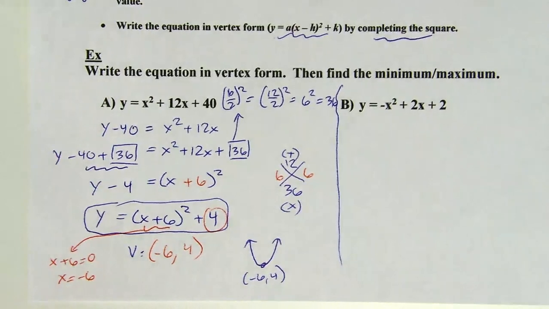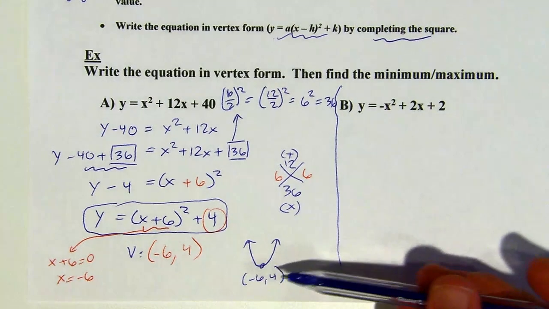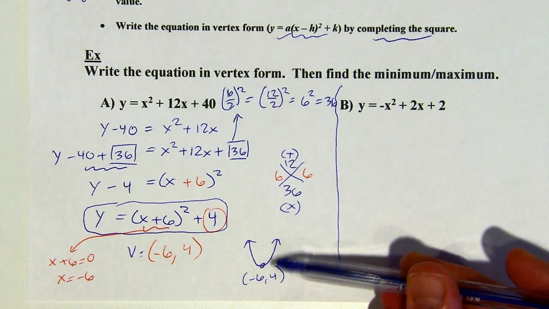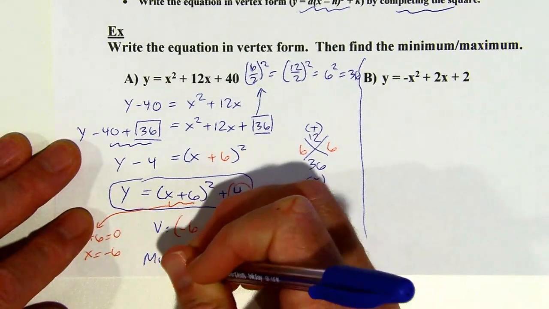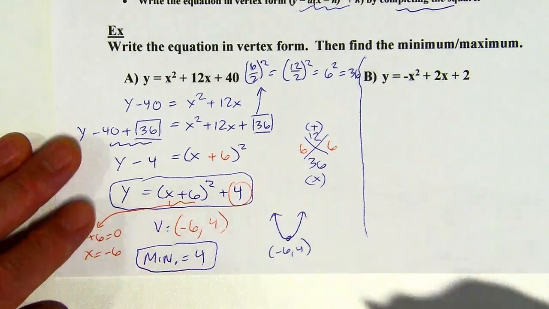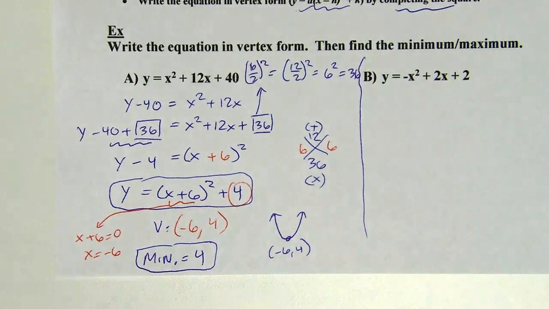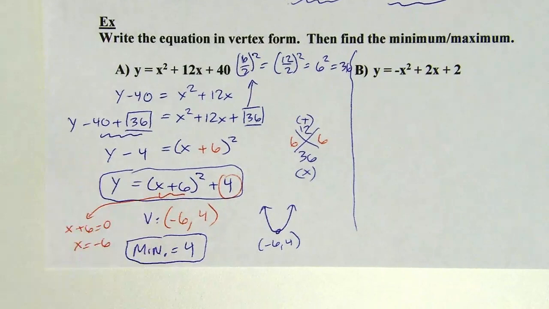Okay, so I know I'm interested in the y coordinate, which is 4, and now I can see that's going to be the lowest point on this parabola since this opens up. So now I can say the minimum is going to be 4. If the parabola opened downwards, then it would have a maximum, but all the rest of the work would be pretty much the same.